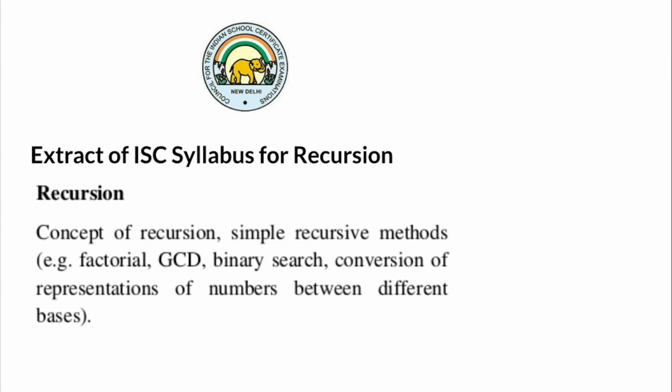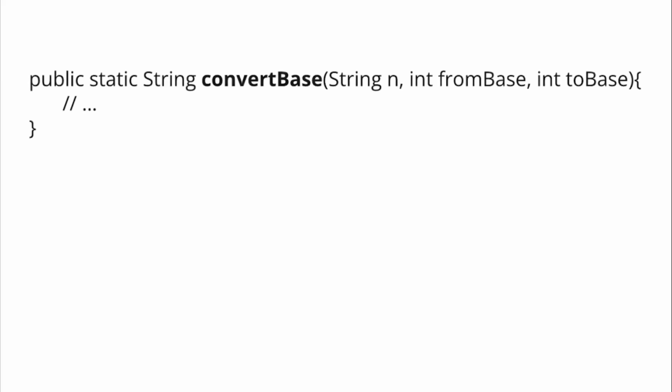With this, we have reached the last problem mentioned in the syllabus, which is the conversion of representation of numbers between different bases. And this also happens to be a bit more involved than the other problems mentioned in the syllabus. The problem basically means that we have to develop a recursive function, let's call it convert base, which accepts n, the number to be converted as a string. This number is in some base which we are denoting by the argument from base, and then there is a target base, that is the base to which we want n to be converted to, denoted by the argument to base.